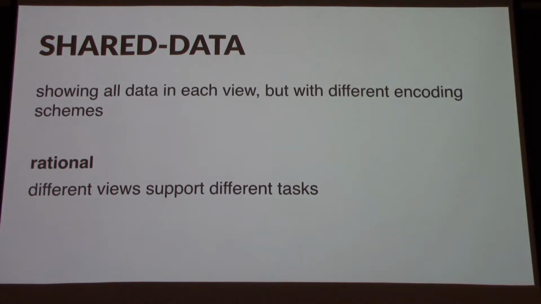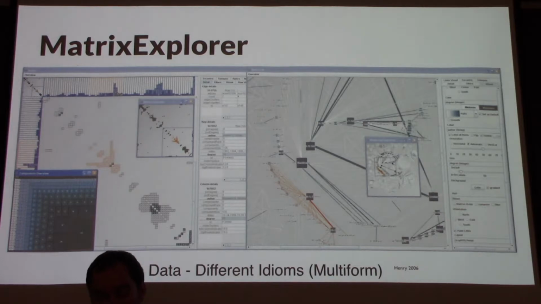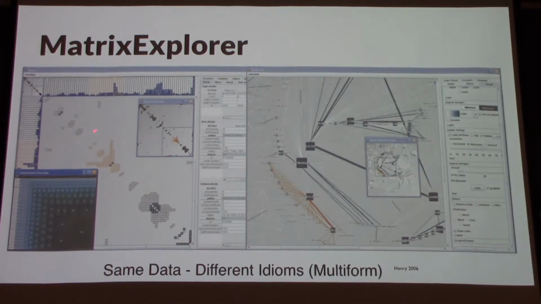So when we have shared data, it's about showing all data in each view, but with different encoding schemes. And the idea behind that, as we had already when we talked about transitions, is that different views support different tasks. So here is an example of Matrix Explorer. This is the same data set on the left and on the right. In this case, we have a matrix representation, and here we have a node link representation of the same graph.